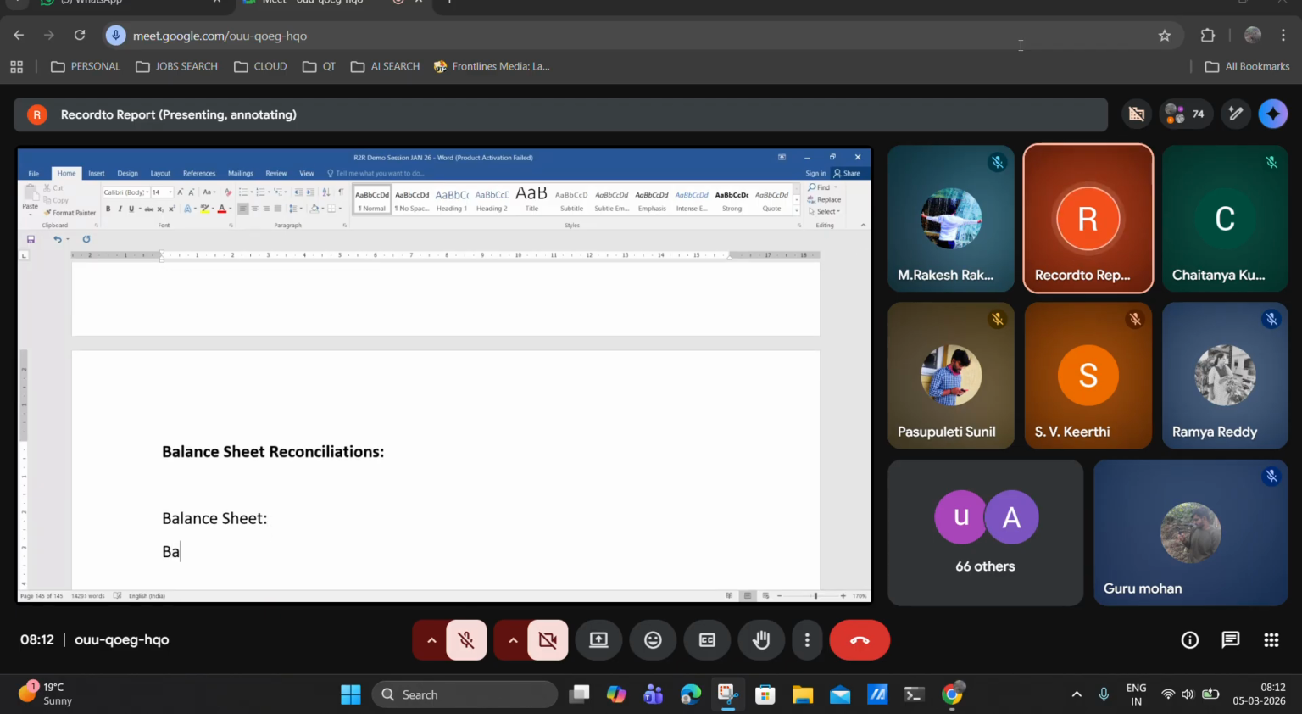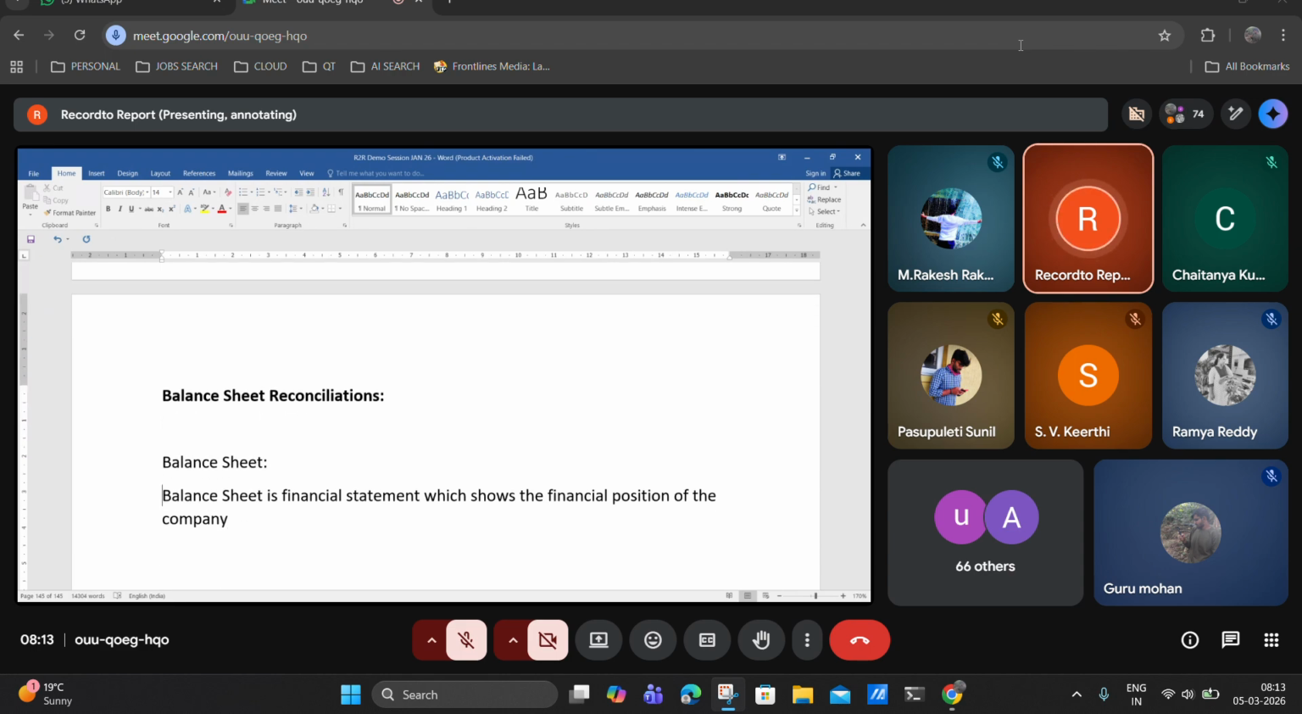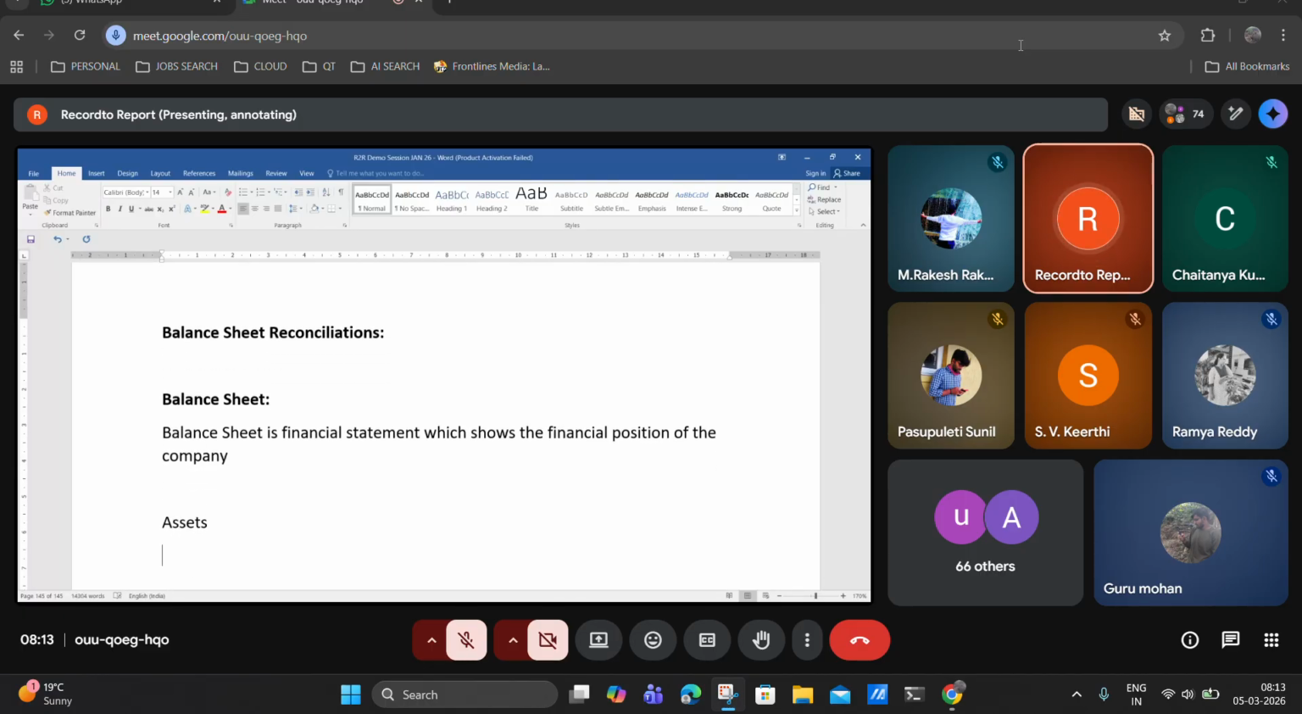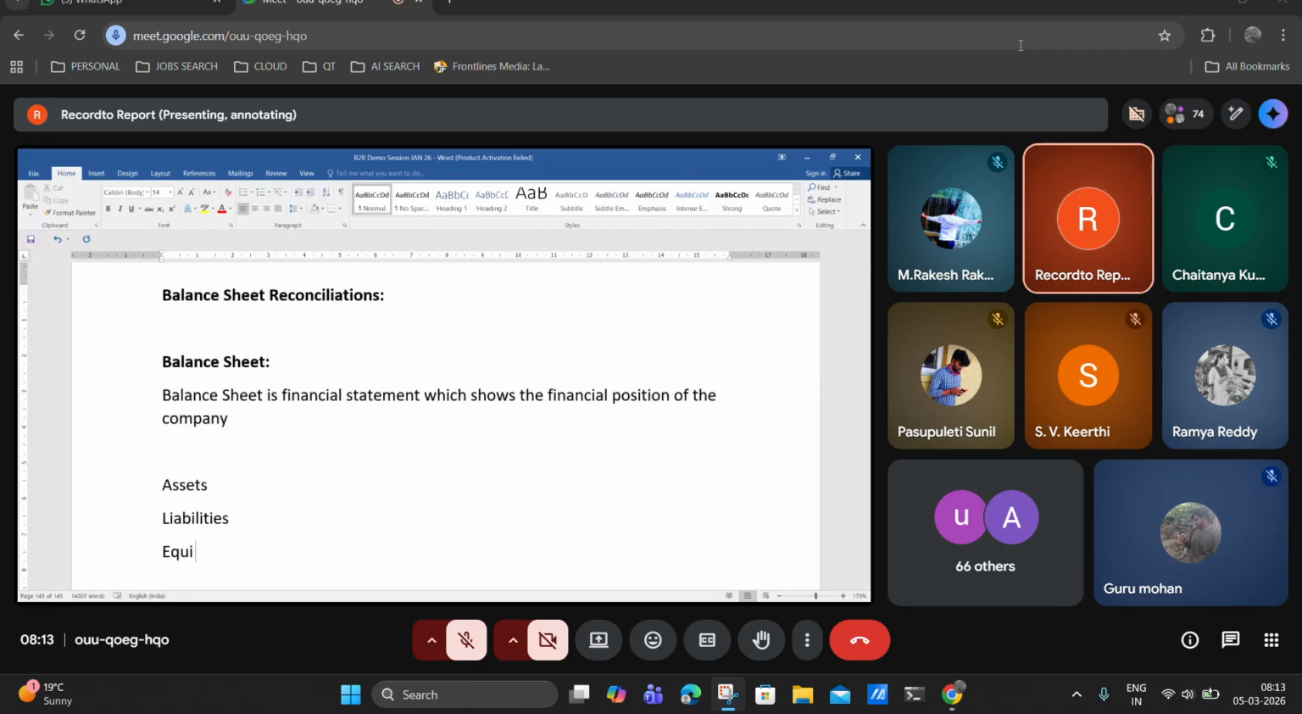A balance sheet is a financial statement which shows the financial position of the company. It shows the financial position of the company. So the balance sheet consists of different components, guys. That is assets, liabilities, and equity. Equity. It's a very important technical question.